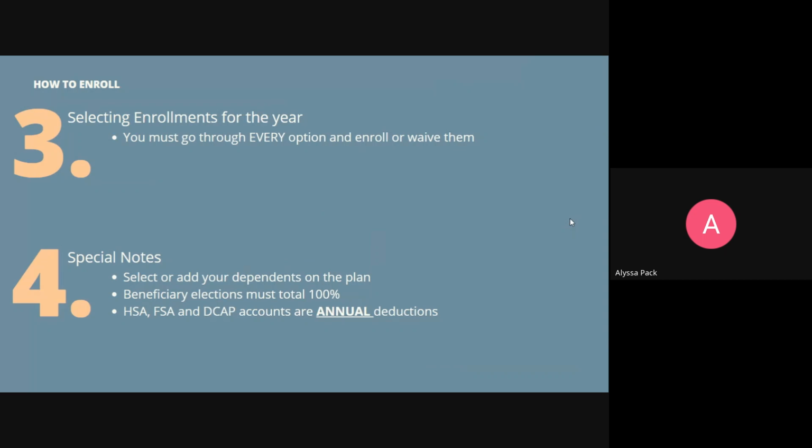You have to go through each option, even though it's a bit tedious. You'll have to elect or waive through all of those. Some special notes as you're going through: make sure you're selecting and adding your dependents to the correct plan. Triple check that you're electing the right plan, okay? This is the one time a year that you'll get to make changes outside of some very specific options. So please make sure you're selecting the right plan for your dependents.